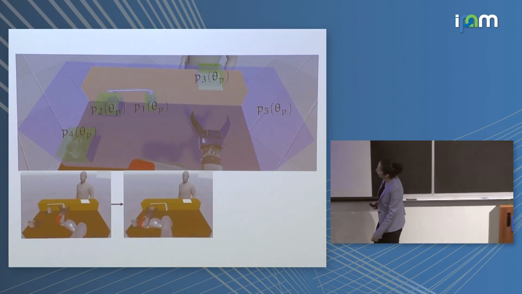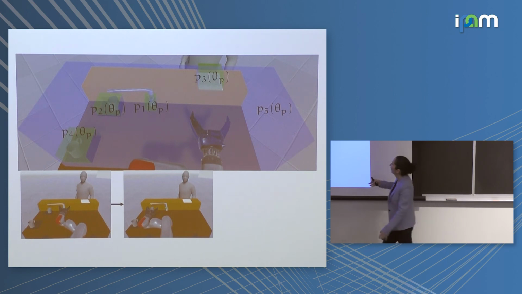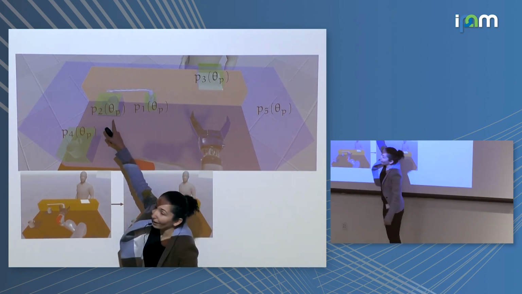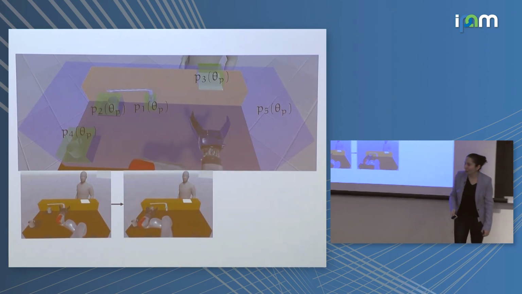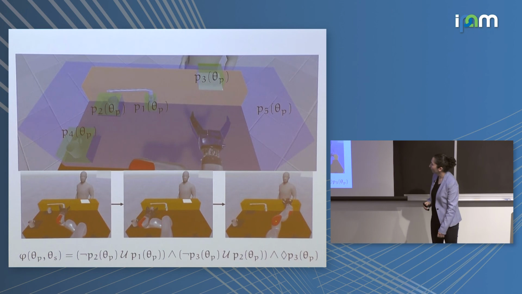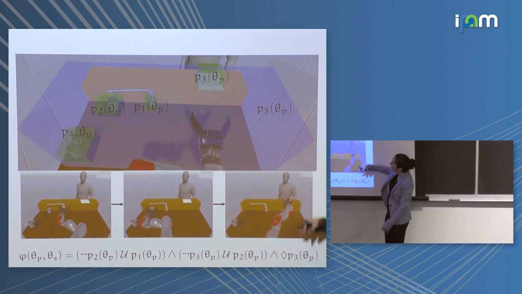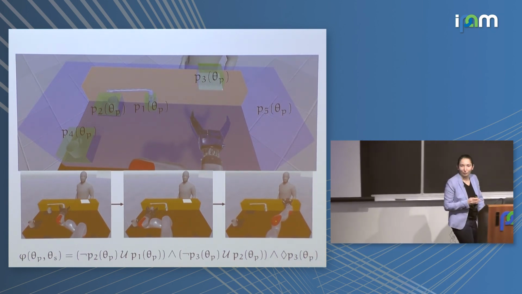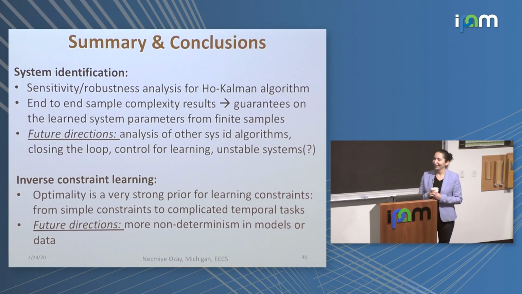And with this, here we are learning some temporal logic tasks. So the task says, first press the button, then go take the mug, give the mug to the person. And again, we have some demonstrations with VR, and we can learn some temporal logic constraint of this form. OK, with that, I will stop.